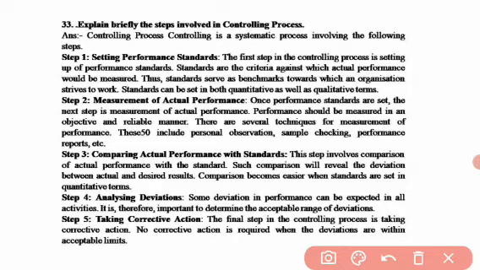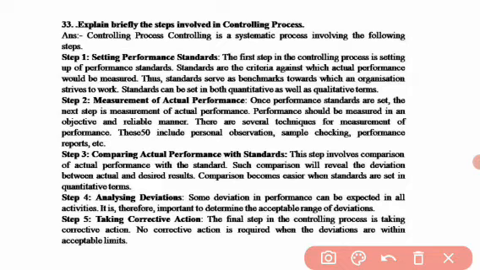And in second step, the measurement of actual performance. So after completion of the first step, next you have to make the measurement of performance, if the standards are applicable or not. With the help of performance, we have to measure in an objective and reliable manner. So there are several techniques for measurement of performance. It includes the observation, sample checking, performance reports, etc. So we have to make the measurement of the standards.